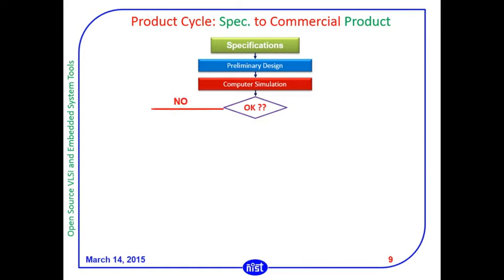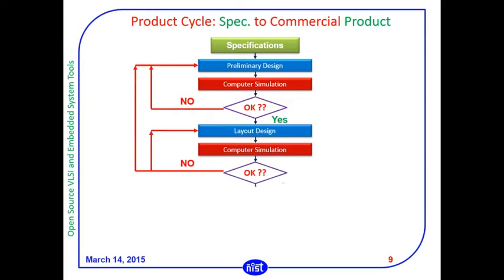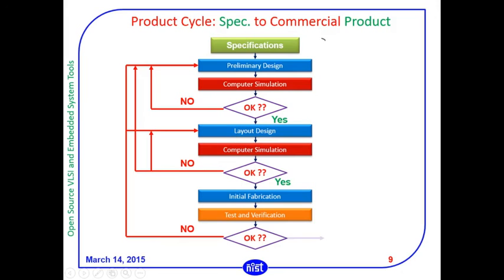Then, if it is okay, fine; if it is no, then again we will go back to the preliminary design. If it is yes, we will go and design the layout using one tool called Magic. Then in the layout we will again do the simulations. If it is okay, fine. If it is no, there may be a problem in my preliminary design, or there may be a problem in my layout design. And if it is okay, we will go for the initial fabrication or whatever it may be, what people call test and verification. We will do up to this.